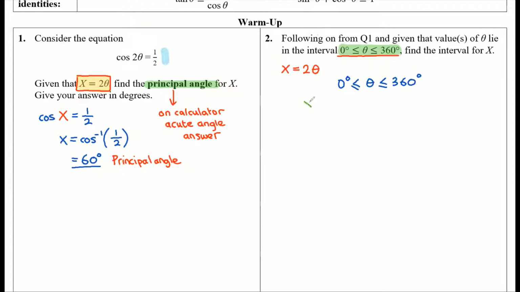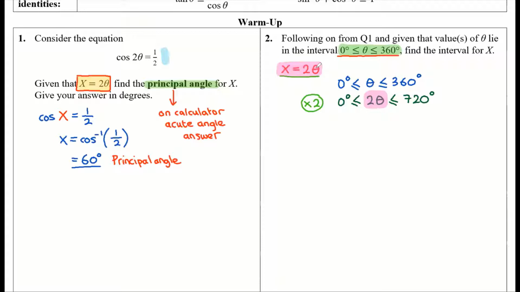Well, let's double the entire interval, okay, because we've got x equals 2 theta. So when we do that, we're going to get 0, because 2 lots of 0 is just 0, 2 theta, and if you double 360, you get 720 degrees. Okay, so that's good. Now, we know as well that 2 theta has another name. We've called it x, haven't we? X is 2 theta here.